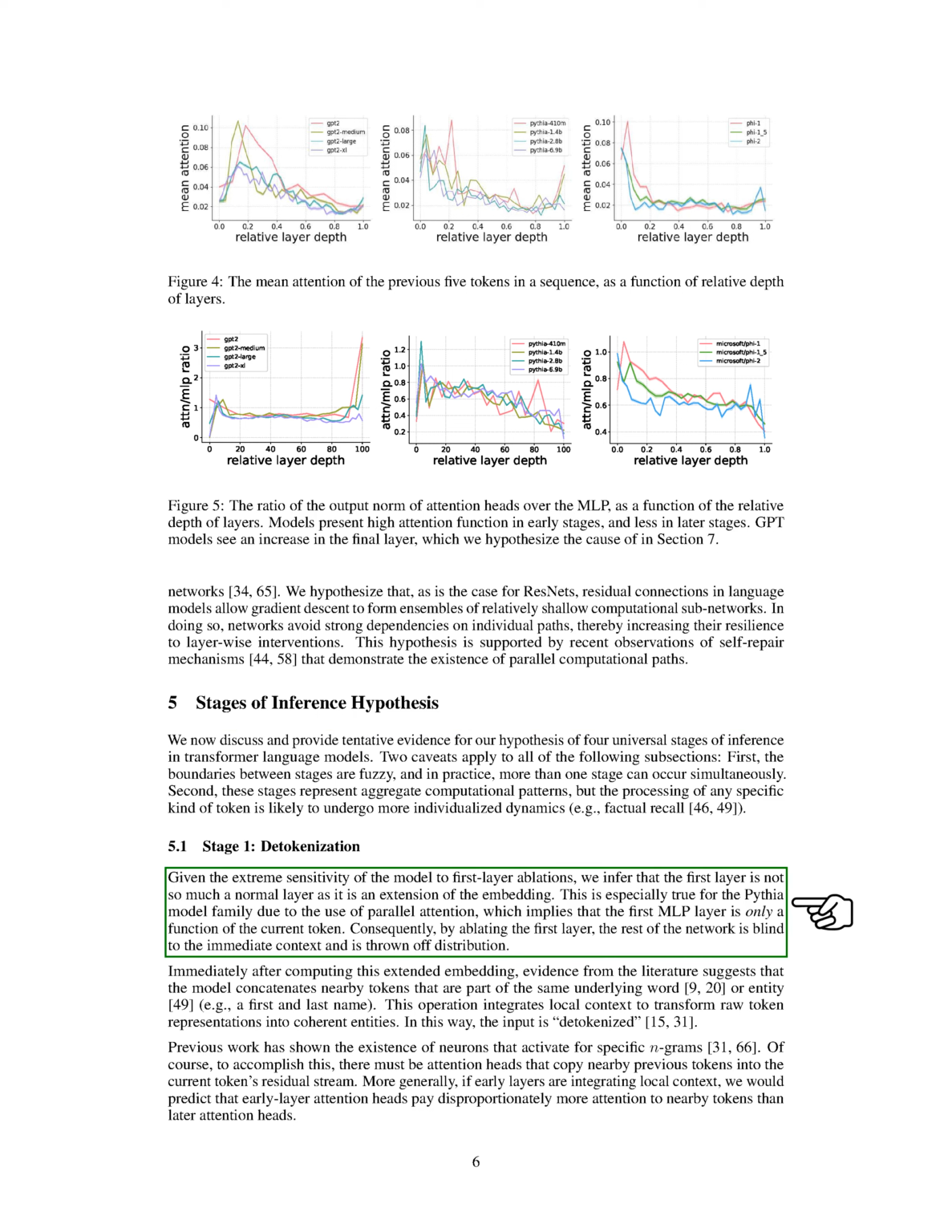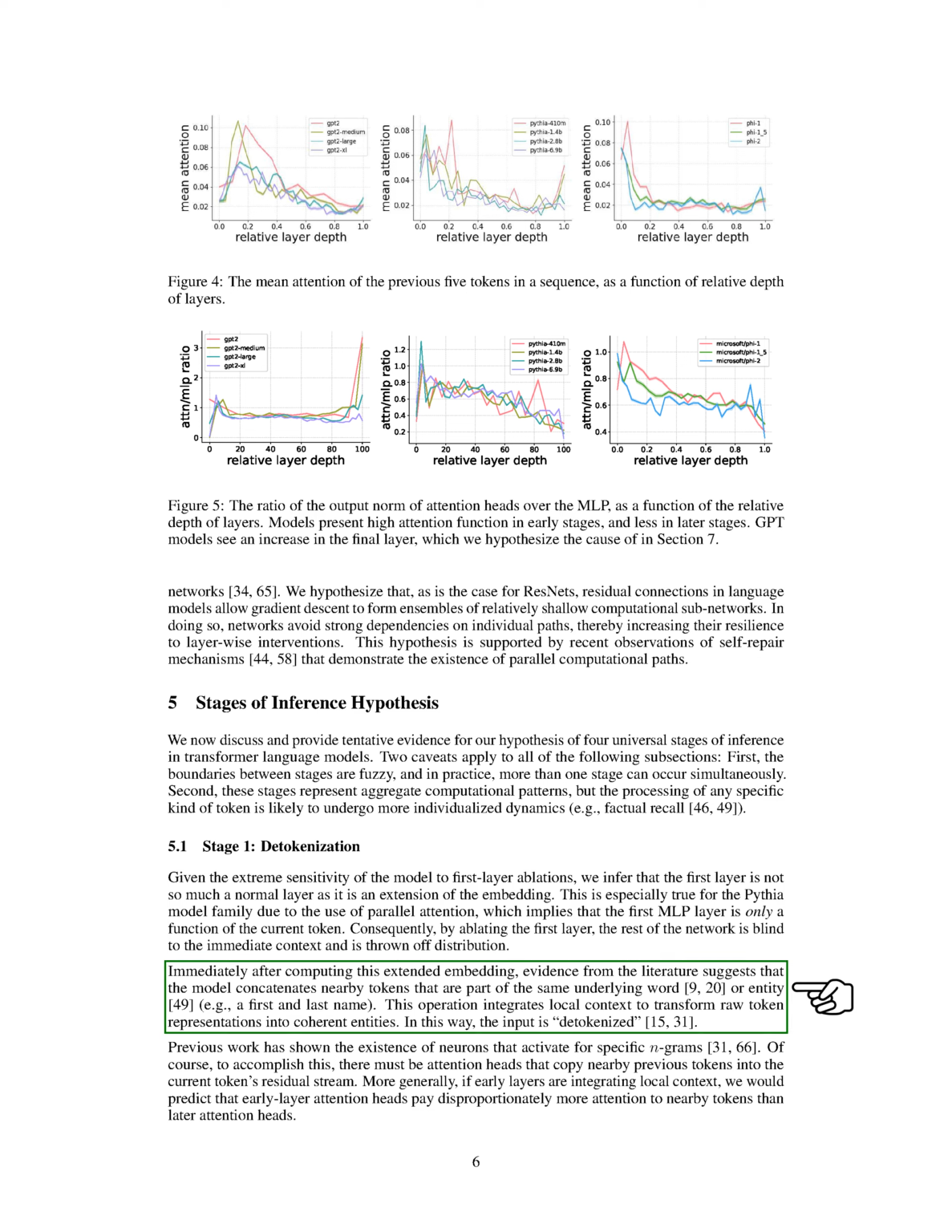In stage 1, known as detokenization, we infer that the first layer in the model acts more as an extension of the embedding rather than a typical layer. This is particularly true for the Pythia model family, where the first MLP layer is influenced solely by the current token due to the use of parallel attention. After computing this extended embedding, the model combines nearby tokens related to the same underlying word or entity to incorporate local context and transform raw token representations into coherent entities.